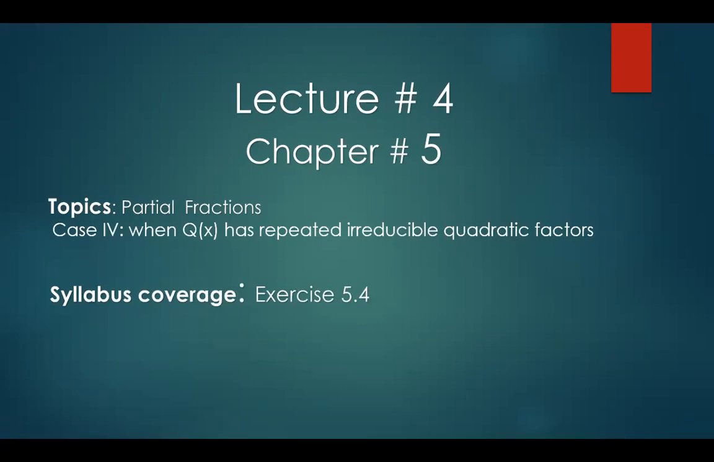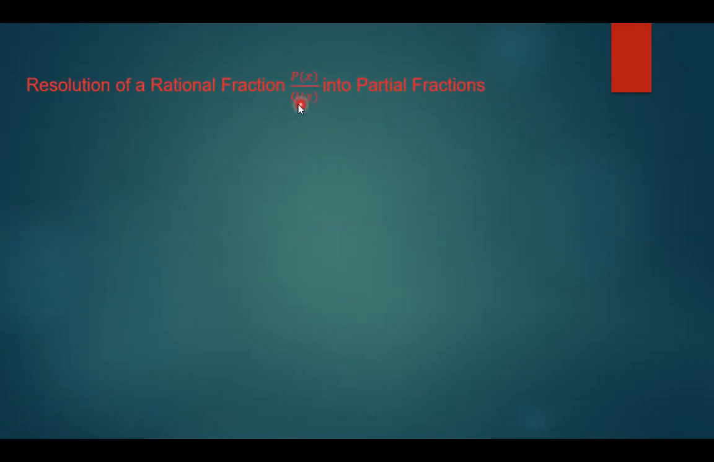Before starting exercise 5.4, we review the concepts which we have studied in the earlier exercises 5.1, 5.2 and 5.3. As you all know, in chapter 5 we reduce the rational fraction P of x over Q of x into partial fractions, and all the cases depend upon this denominator Q of x. The type of Q of x decides which method we will adopt to solve the partial fraction.